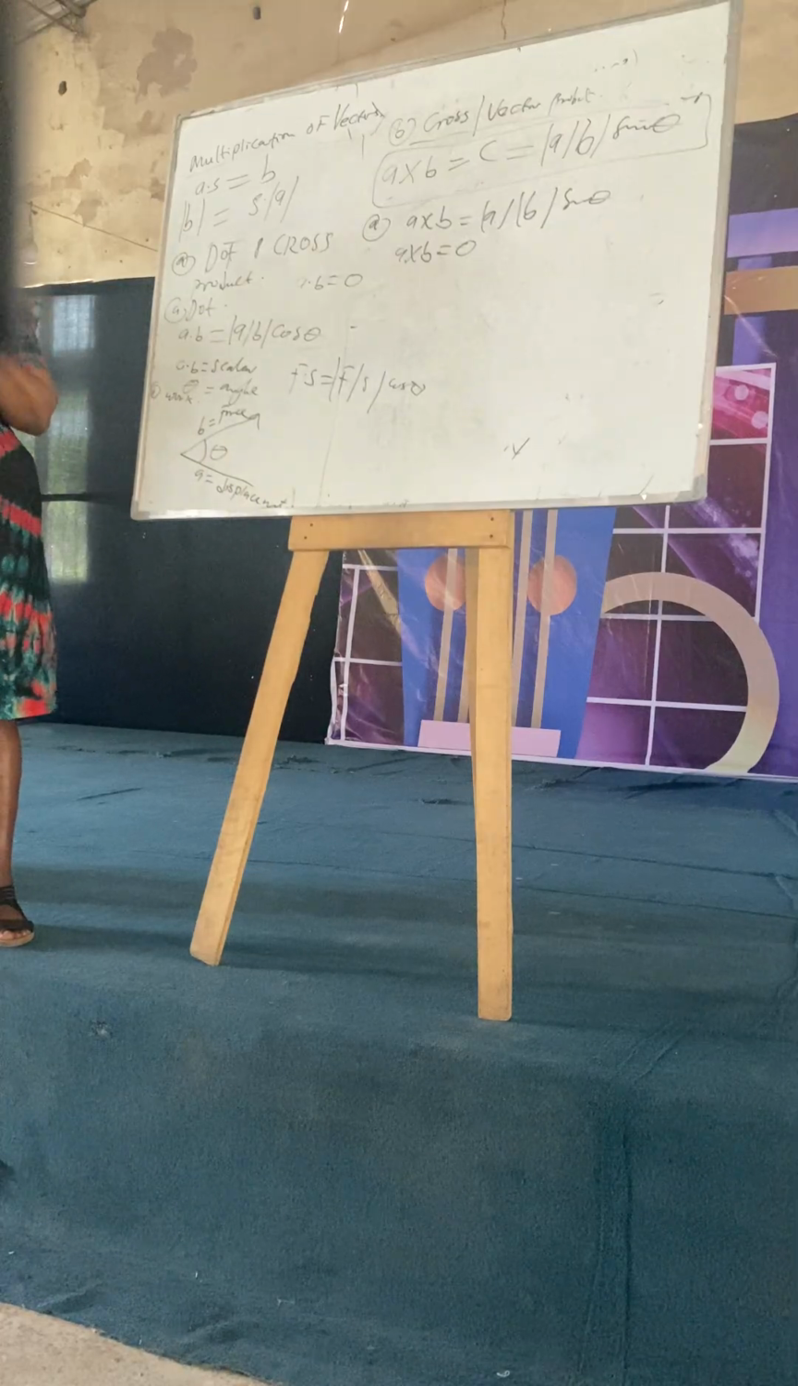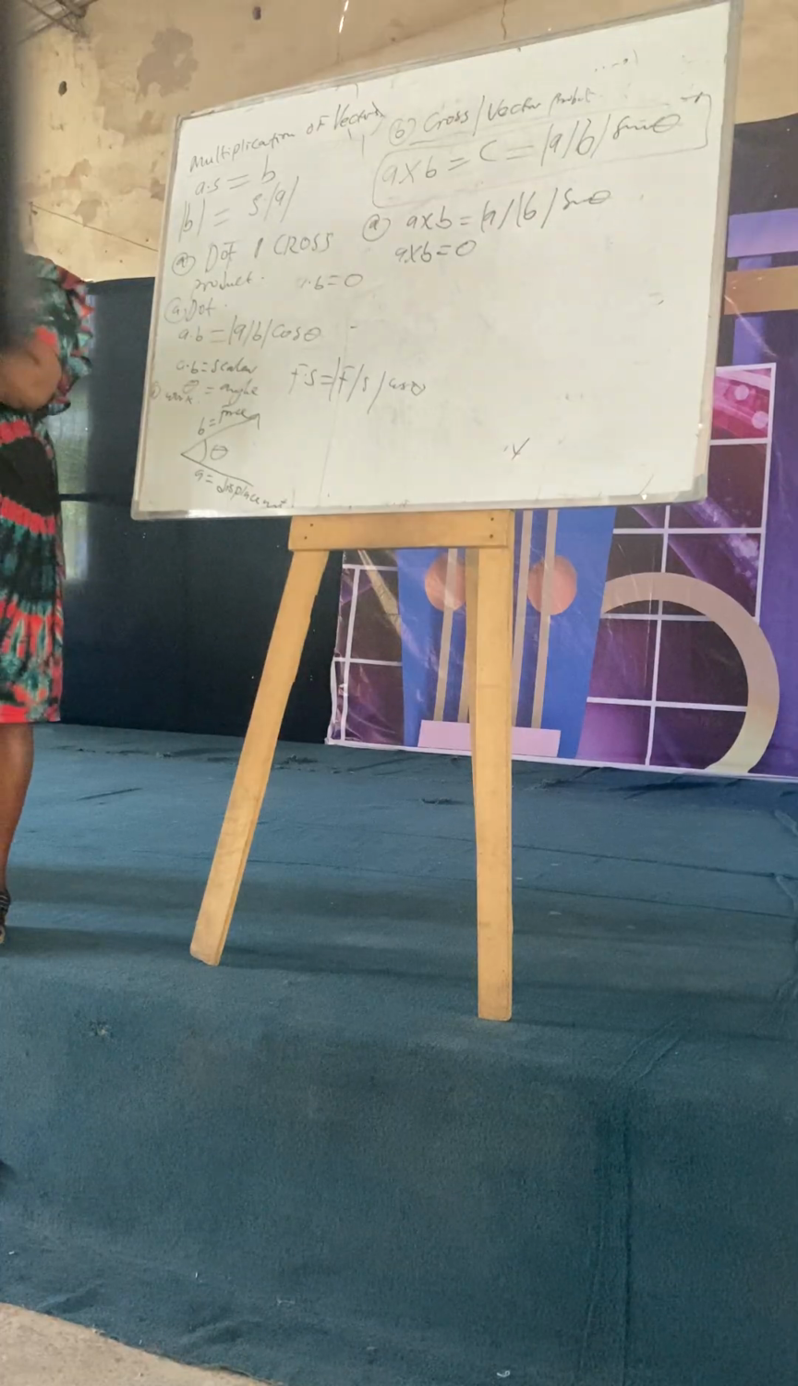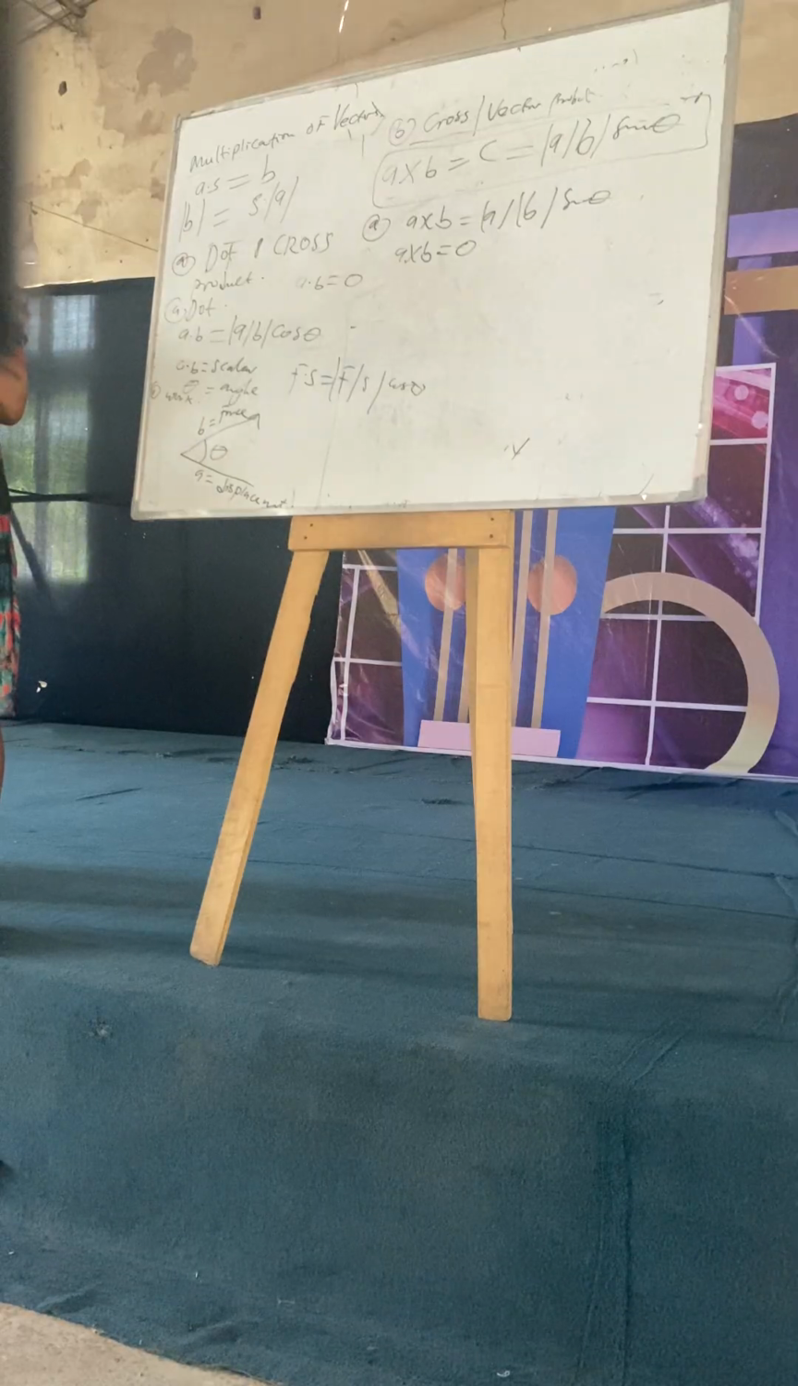Take note, the dot product can be 0 when the two vectors are perpendicular, while the cross product can be 0 when the two vectors are parallel to each other.